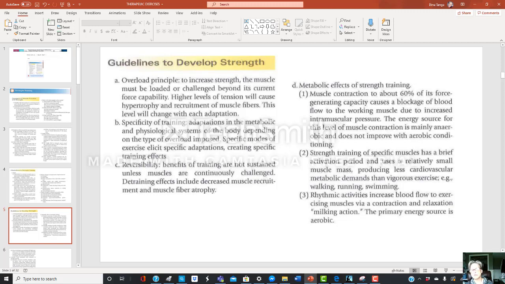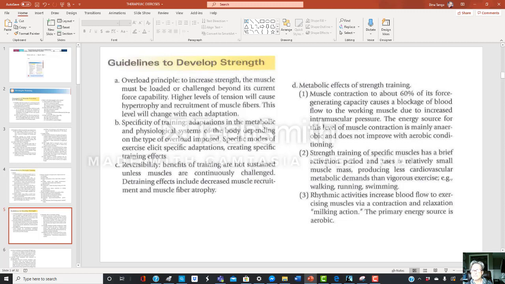Metabolic effects of training. Muscle contraction to about 60% of its force generation capacity causes a blockage of blood flow to the working muscle due to increased intramuscular pressure. The energy source for this level of muscle contraction is mainly anaerobic and does not improve with aerobic conditioning.